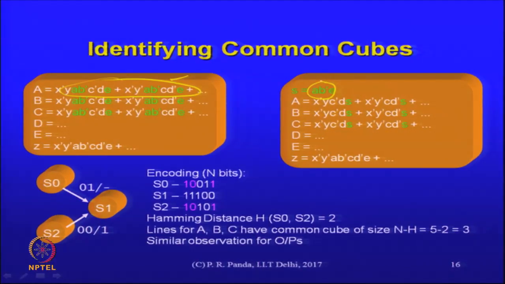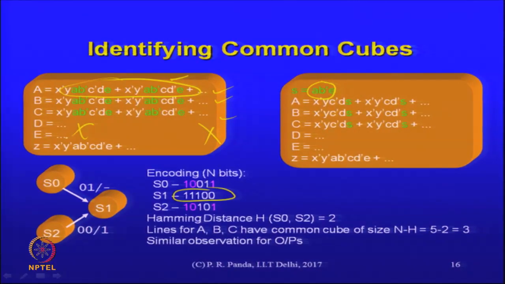But there is another thing, that this is occurring in A, B, C, but it is not occurring in D and E. Why is that? A common cube of size 3 is occurring for some of those expressions, but it is not occurring for the other expressions. Why is it not occurring for the other expressions? Because if I look at the encoding for the next state, there is a 0 for D and E. That is why I did not have these.